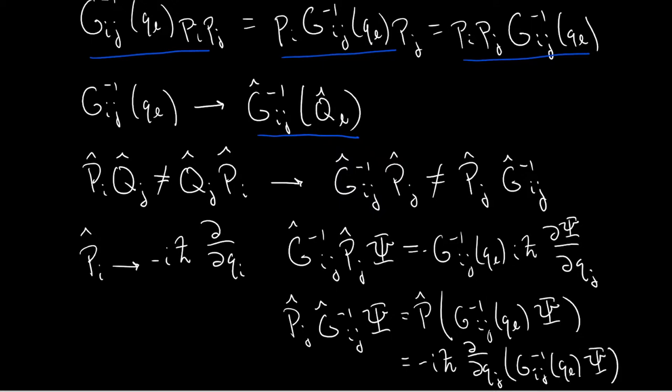But you see that clearly these two things aren't going to be equivalent if g ij is not a trivial function of q's. So if the g depends on q's, then obviously these two things aren't going to be equal to each other. So we have to figure out the ordering of these things. And probably the best way of doing that is to stray away from our index notation.